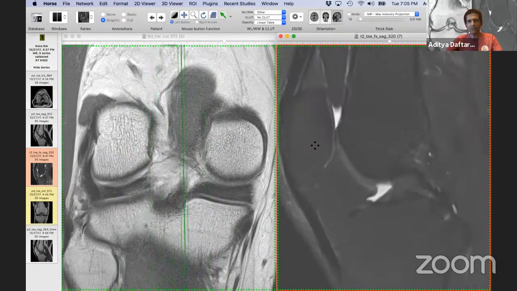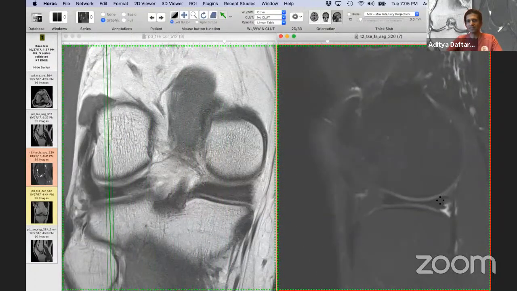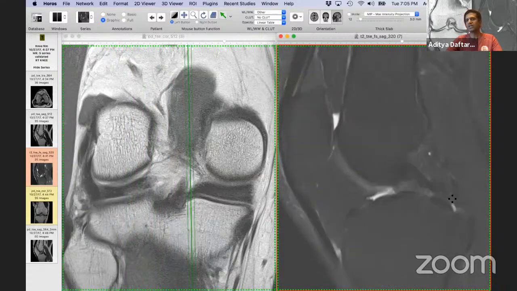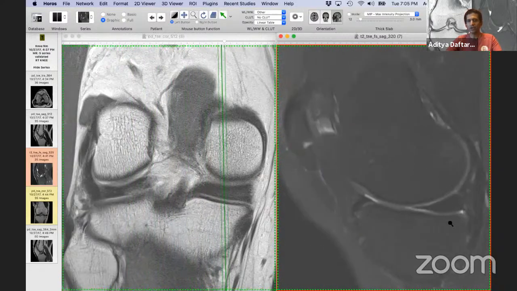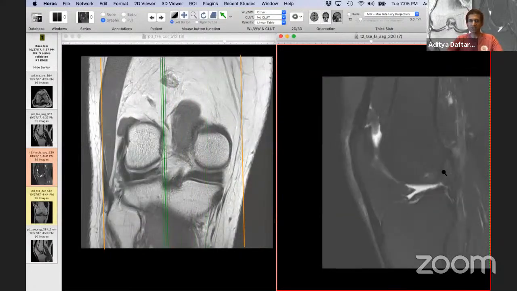So once we look for bone edema, we look for fluid. We want to see if there's a joint effusion or not. We want to see if there's a parameniscal cyst or not. We want to see if there is a Baker's cyst more posteriorly or not. So these will be some of the things that we will see on this fat suppressed sequence.